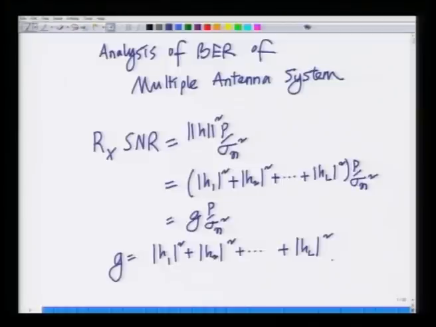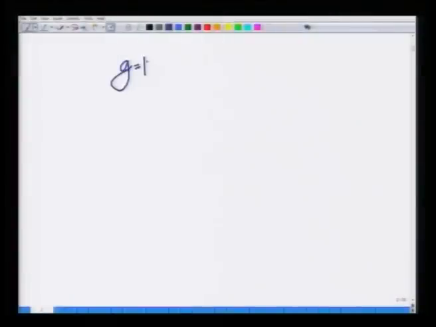So, I am representing this succinctly as the received SNR as G, where G is the gain of this channel across the multiple receive antennas, times P over sigma n square. That is, G is the gain of the channel after the maximal ratio combining process at the receiver. Now, G, which is equal to norm h square, is a well known random variable with certain properties.